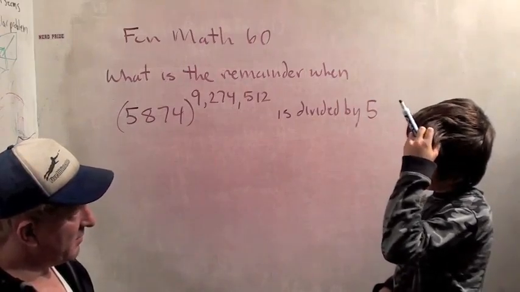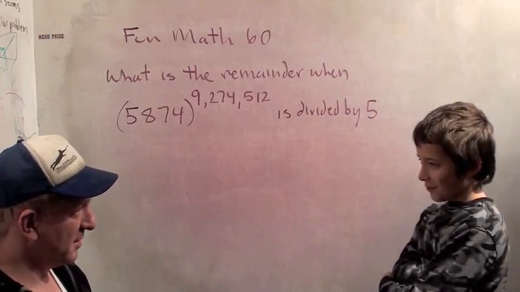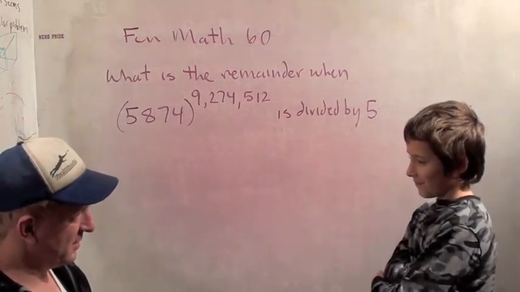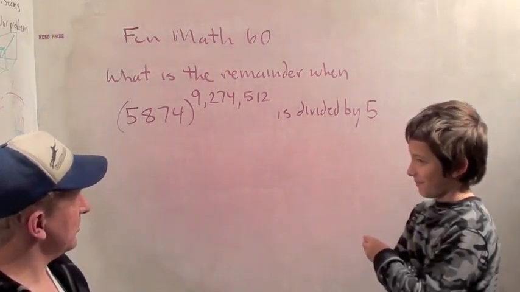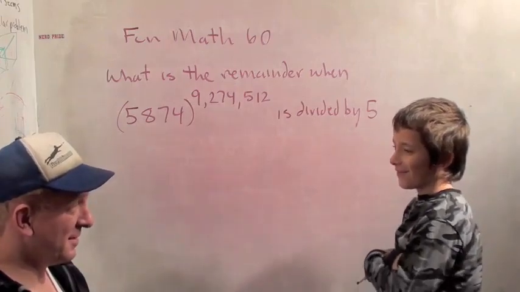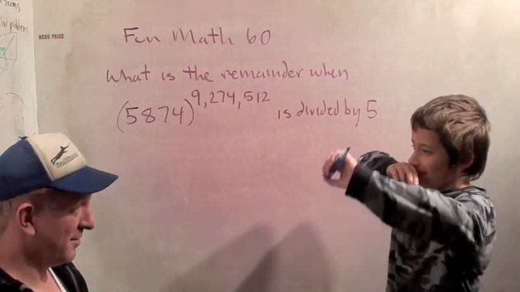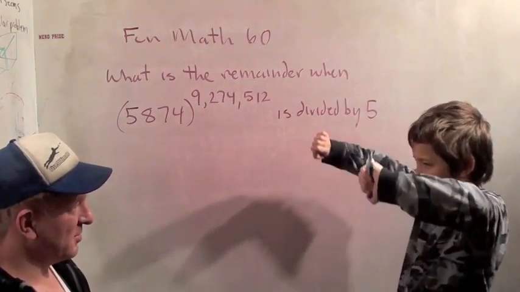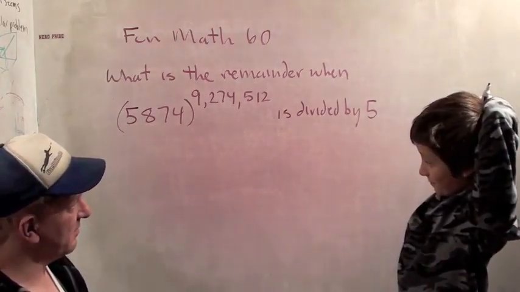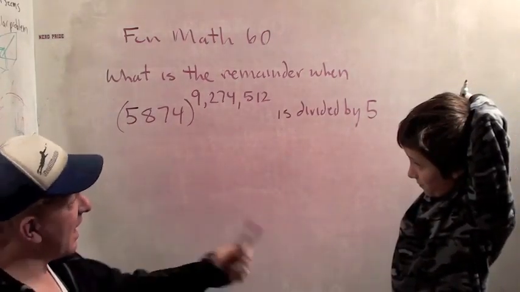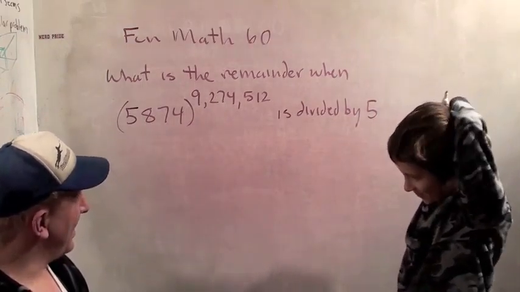Have you finished memorizing your powers yet? No. Okay, what are you up to? I haven't started. You haven't started, so you don't even know what 2 to the 9,274,512 is? You're never going to get up to 5,874. Okay, well shoot. If you don't know what this number is, then it's going to be hard to divide it by 5. So we've got to figure out something else to do. But after this video, you're going to have to memorize this number.